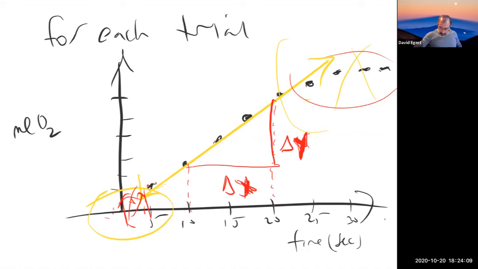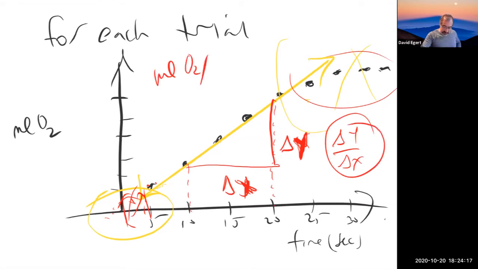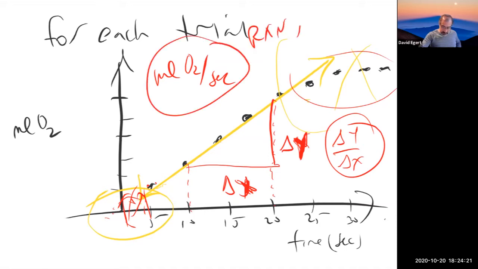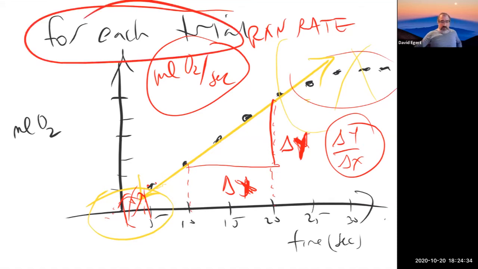Rise over run, delta y over delta x. And you calculate that out and you're going to get some mils of oxygen per second, and that's going to be your reaction rate. So a lot of people got this, some people didn't. You do this for each trial. What's the next thing you need to do though?